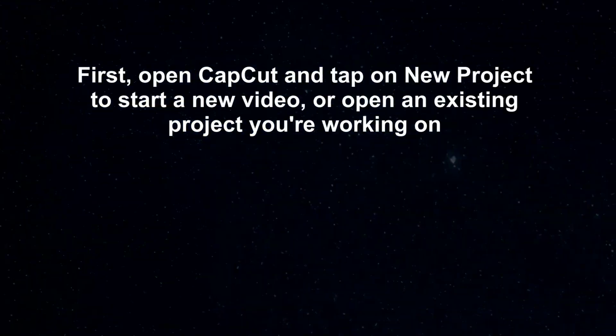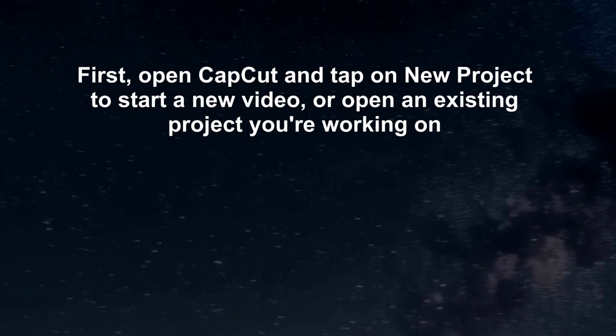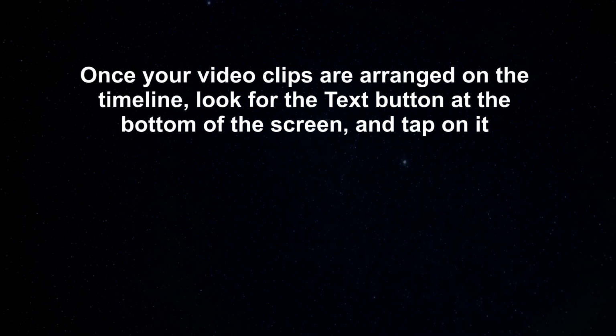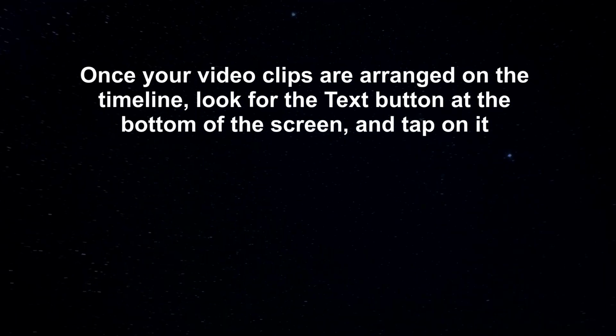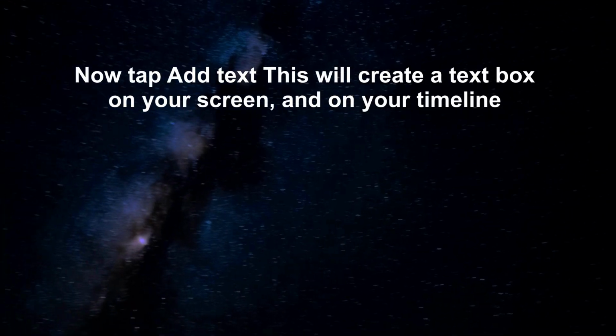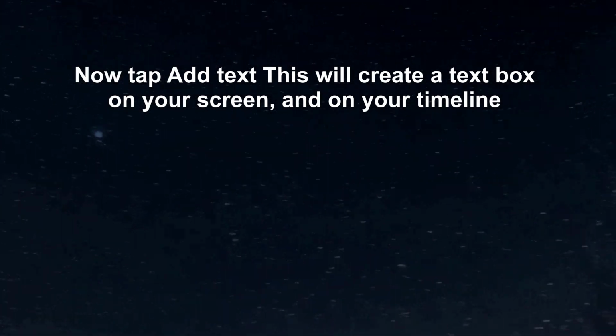Let's dive in. First, open CapCut and tap on New Project to start a new video, or open an existing project you're working on. Once your video clips are arranged on the timeline, look for the text button at the bottom of the screen and tap on it. Now tap Add Text. This will create a text box on your screen and on your timeline.